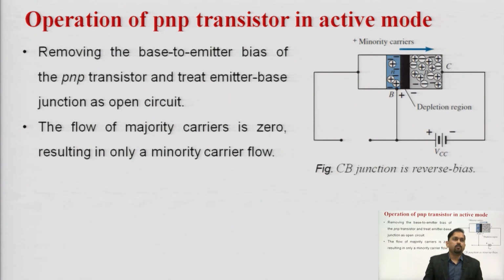Now, we will see the collector base junction. Now I am opening the emitter base junction. The collector base junction is reverse biased.